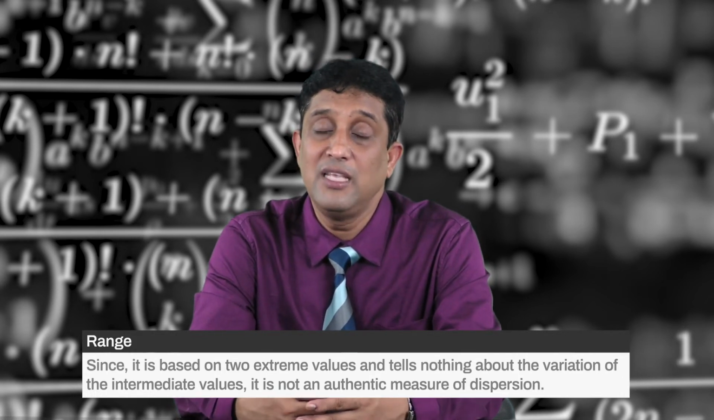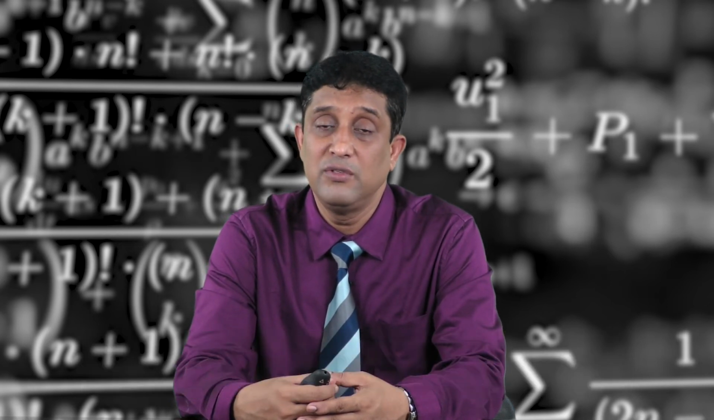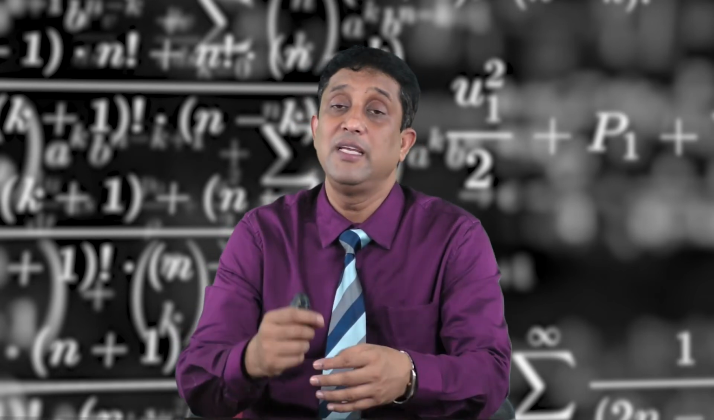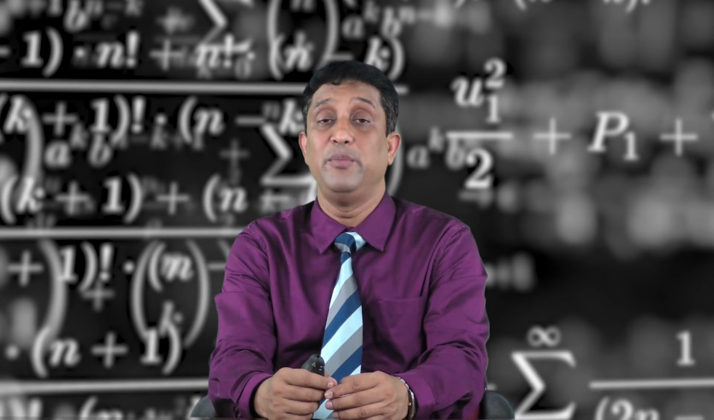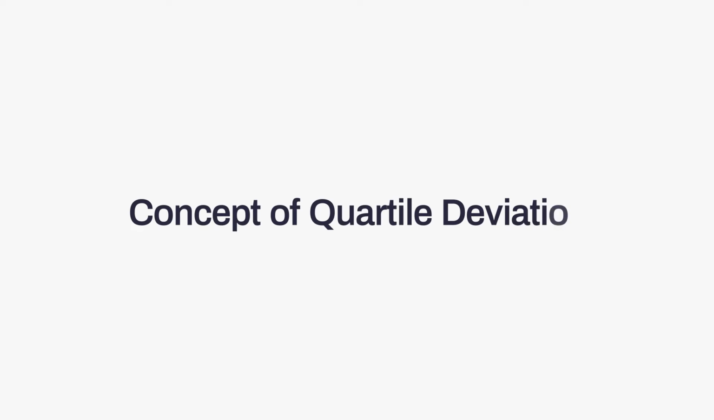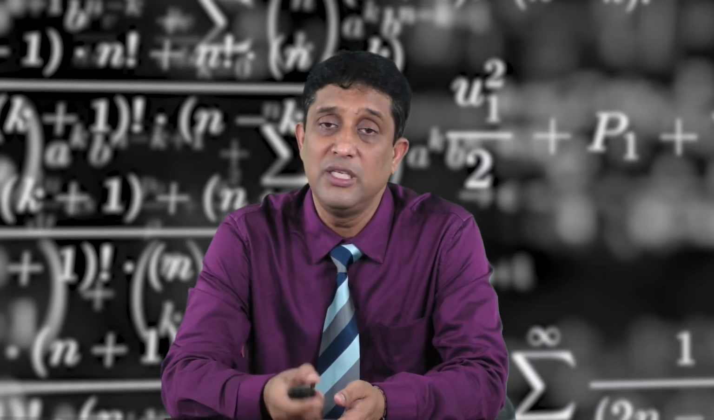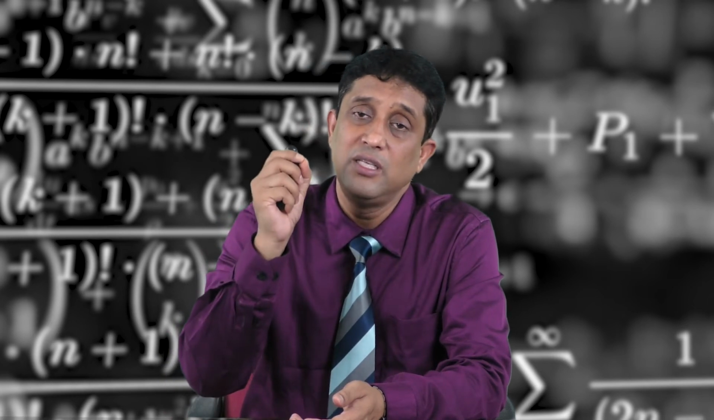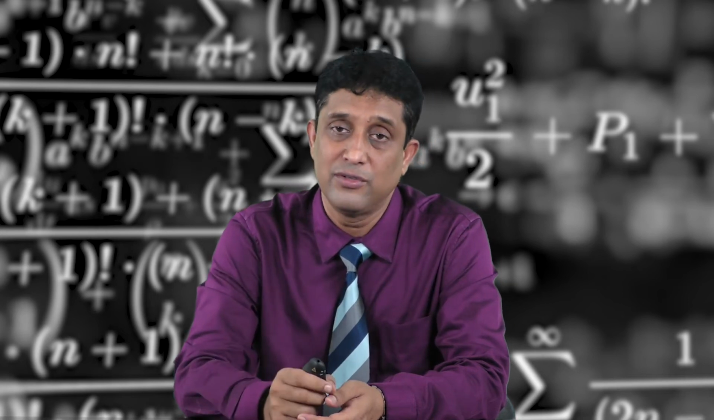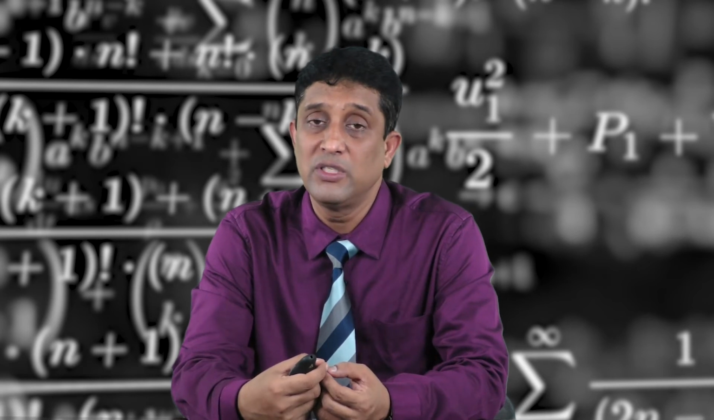But range is not enough so far as analyzing and interpreting students' results is concerned. So that's why we have another technique that we can use, called quartile deviation. Now let us try to understand the concept of quartile deviation. Friends, you see the term that has been used here: quartile. The term quartile has come from the word quarter. Quarter means 1/4. So this is the 1/4 deviation of the distribution of the scores in a group.